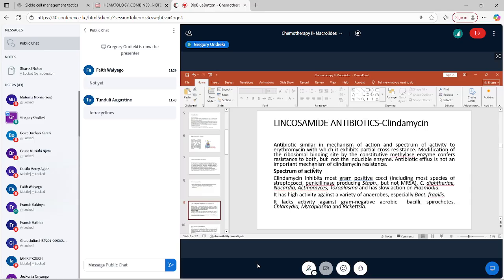Its spectrum is mostly gram-positive cocci, including most species of strep and penicillinase-producing staphylococcus, but it is not active against MRSA. Also, it's effective against Clostridium, diphtheria, Nocardia, actinomyces, Toxoplasma, and has a slow action on Plasmodium, right? So it means clindamycin has an effect on protozoa, right?